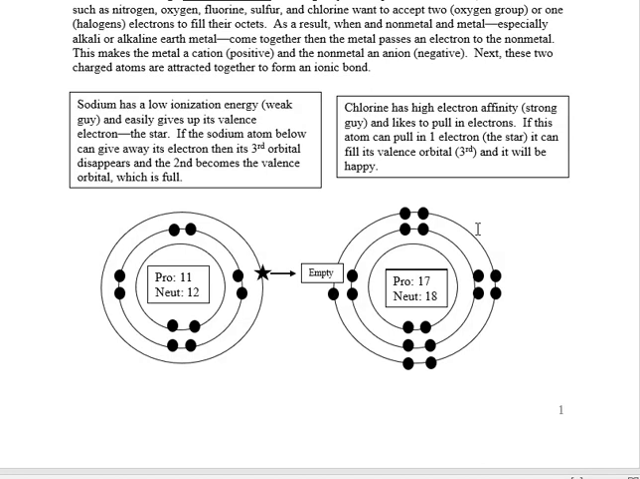Chlorine has a high electron affinity. It's a strong guy. It likes to pull in electrons. If this atom can pull in 1 electron, the star, it can fill its valence orbital, which in its case would be the 3rd orbital, and it will be happy and have a full octet.